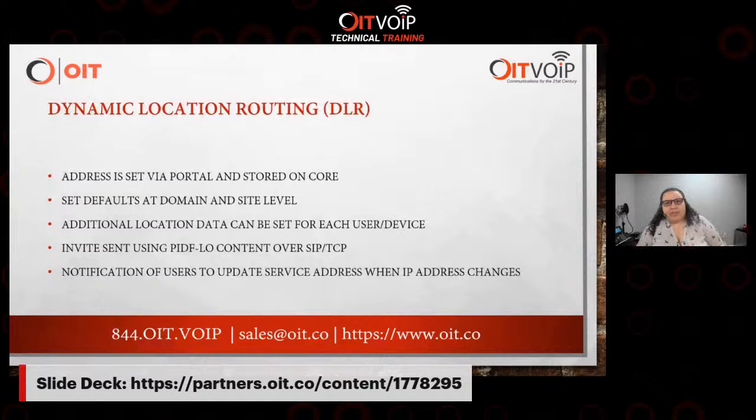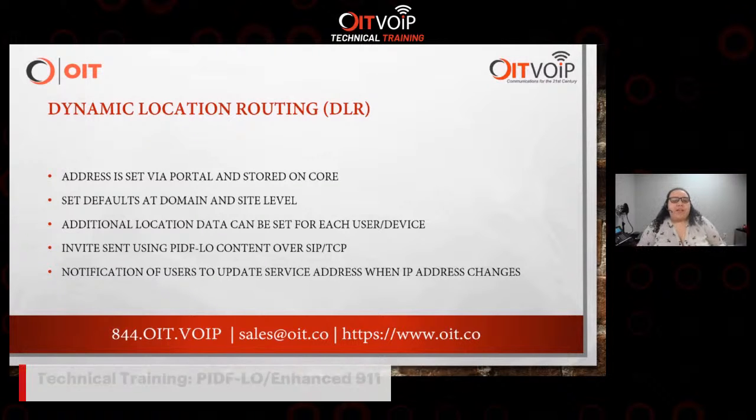Dynamic location routing, or DLR as it's also known, is fairly similar. There are a couple of major differences though. The first being that the address is actually set in the portal and is stored with us, not with the carrier, meaning that if we do change carriers for any reason, that address is going to follow the user, going to follow the domain, and you don't have to worry about reconfiguring things later on.